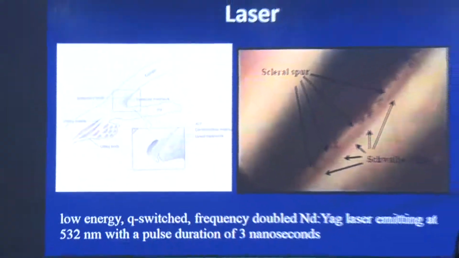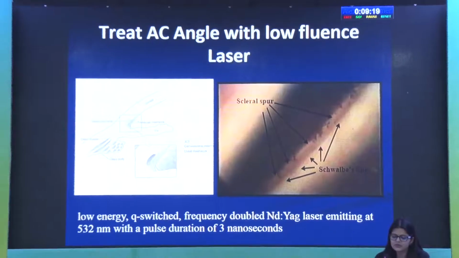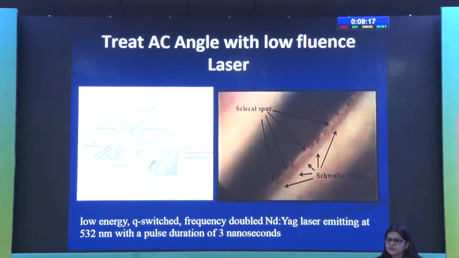I'll be talking about selective laser trabeculoplasty, or SLT. SLT basically treats the angle with low energy laser, and as you can see in the anatomy, you have the trabecular meshwork. A prerequisite for SLT is that you should be able to see the trabecular meshwork in at least 180 degrees, if not more than that. But in open angle glaucoma or ocular hypertension, where the laser is usually done, you have open angles.